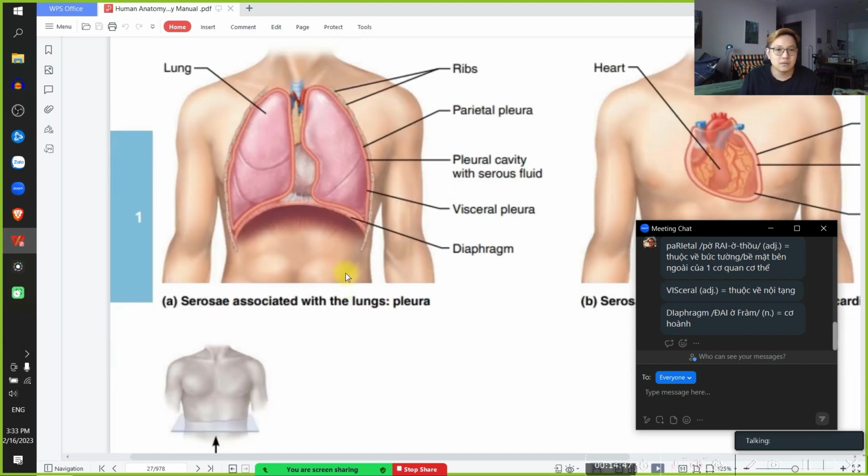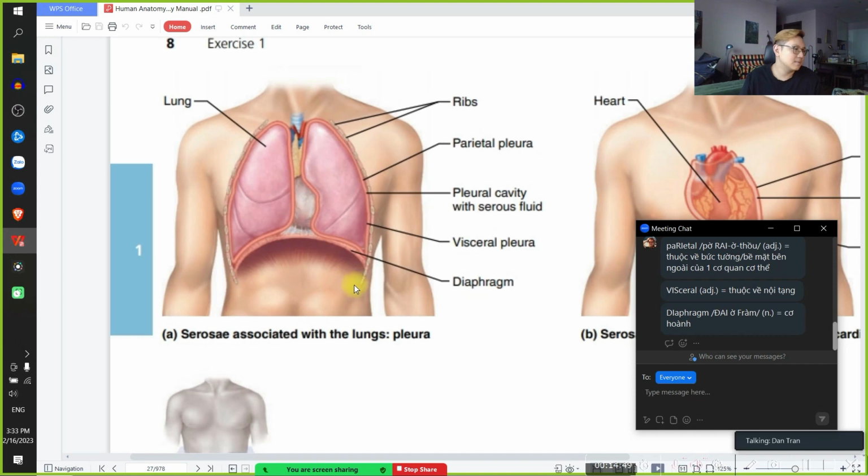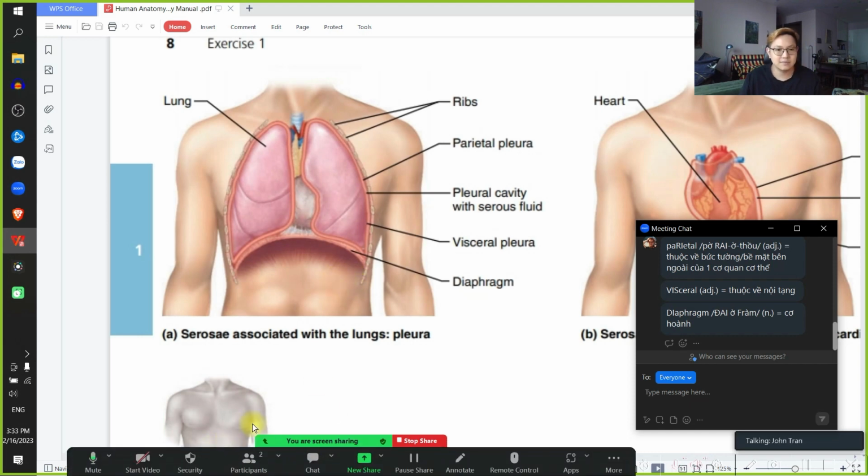Cơ bụng. Cơ hoành, cơ hoành. Cơ bụng khác cơ hoành chứ. Cơ hoành. Diaphragm.